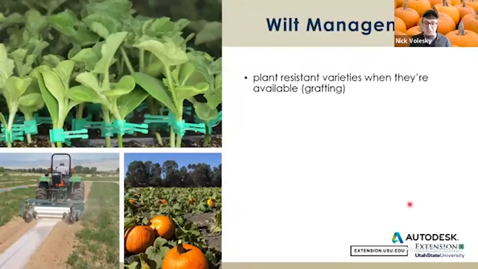So to manage these, a lot of growers will pick resistant varieties to begin with, or if they want to grow an heirloom variety, they'll graft them onto a rootstock of a variety that's known to show resistance. So there's a lot of cool studies out there showing grafting as an option.